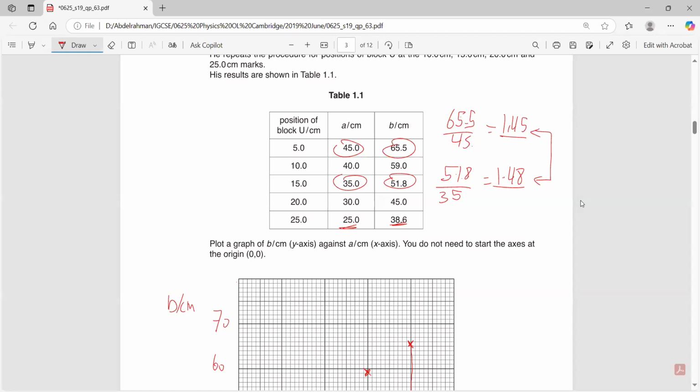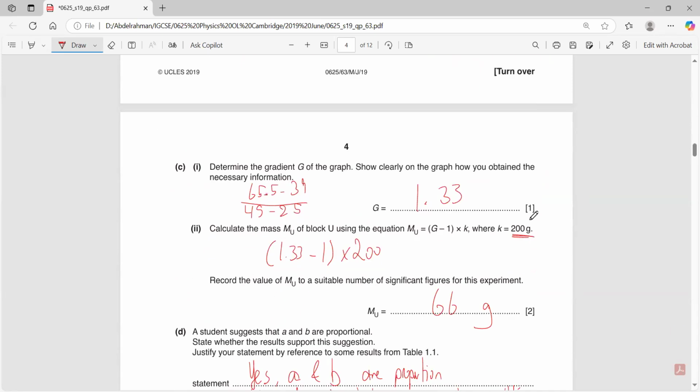Yes. What am I doing? I am dividing B over A, the larger number by the smaller number. For example, let's try 38.6 divided by 25. This is 1.54. Is it close to 1.48? Yes, it is close to 1.48, still within the limits of experimental accuracy.